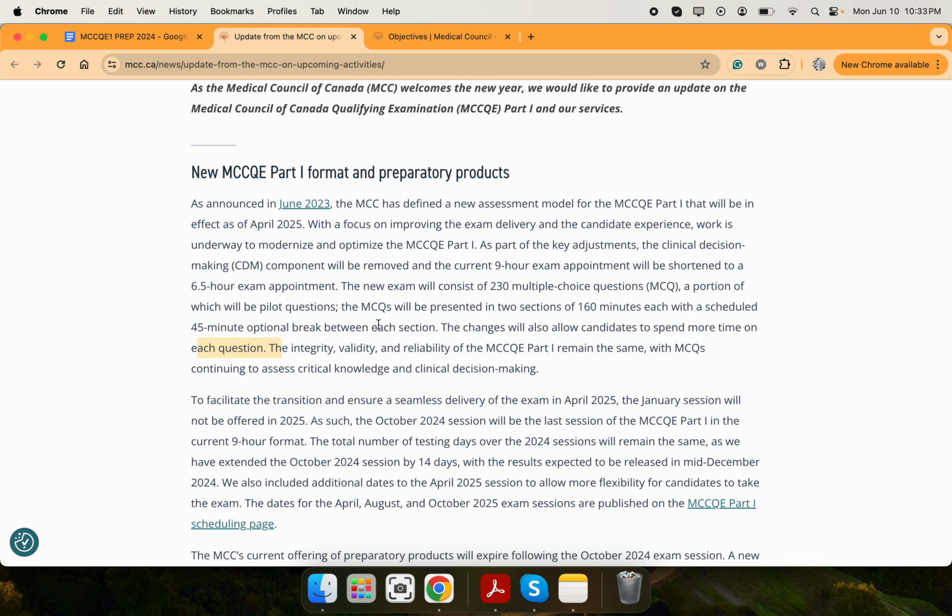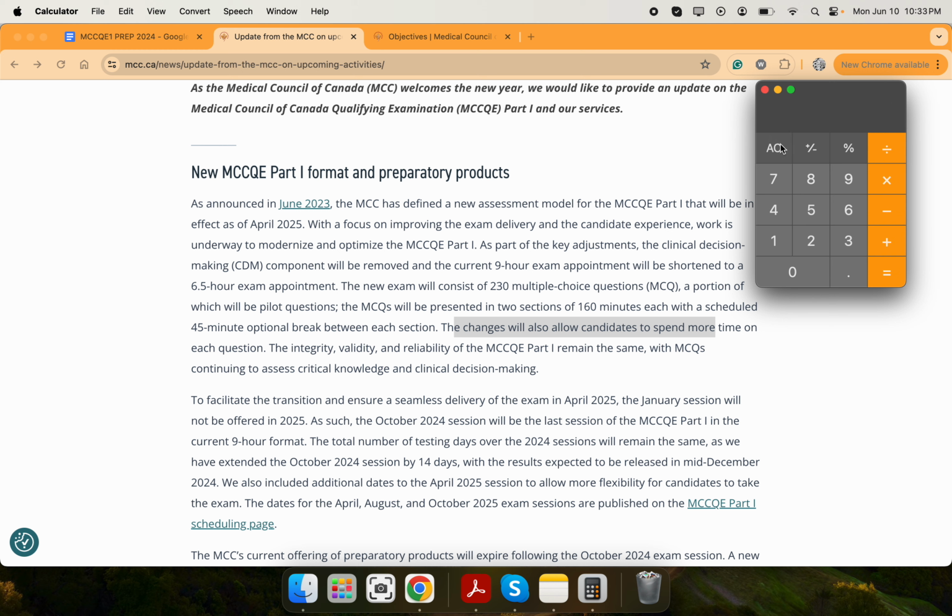What these changes are going to do is give you a little more time to spend on each question. We can calculate the timing this way: we have 230 questions, and if they divide into 2, as they have mentioned here, the new exam consists of 230 MCQs. A portion will be pilot questions, but we never know which are the pilot questions, so we always attempt at the best of our ability. The MCQs will be presented in 2 sections of 160 minutes each, but they haven't mentioned how many questions will be given in each section. So we have no clue at this point of time. But if I divide it in the simplest way, in half, then you might have 115 questions in each section. That will be around 160 minutes, so you would be spending more than 1 minute and 20 seconds on each question.